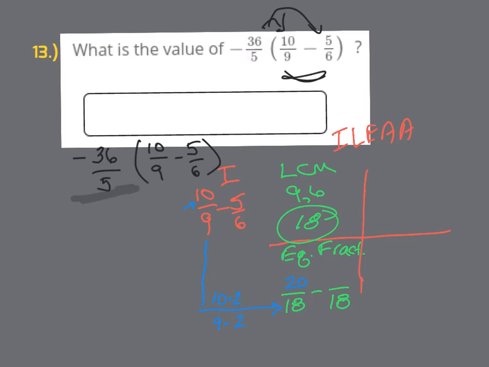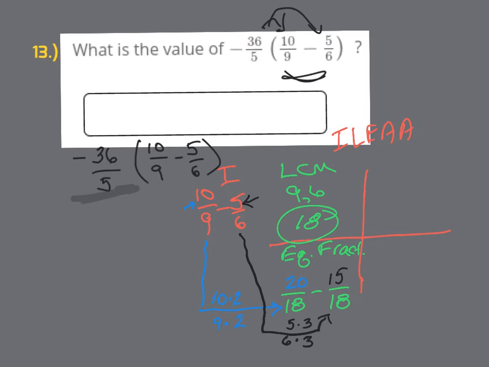Now, I've got another one. I have to say to myself, how do I get from 6 to 18? So 6 times what equals 18? Of course, it's 3. So now I look at the top number here. I'm going to do 5 times 3, and I know that that's 15. So now the next thing that I'm going to do, I've gotten through I, L, and E. I'm up to my A.